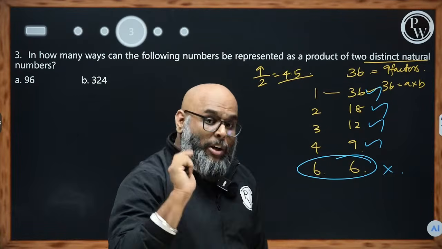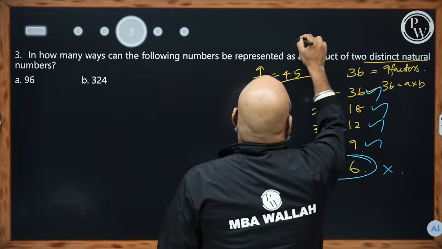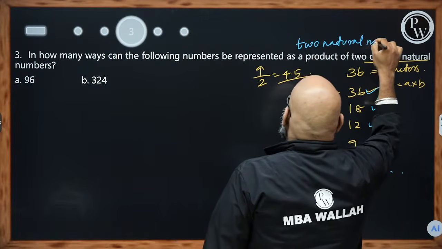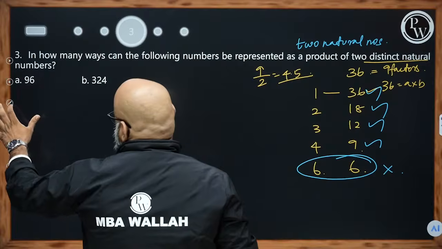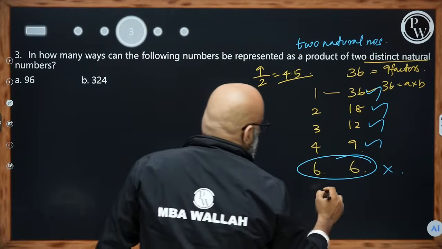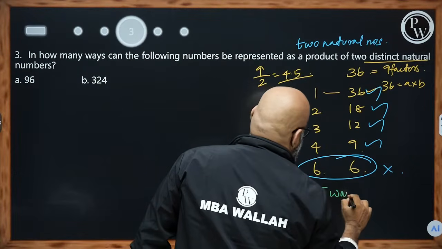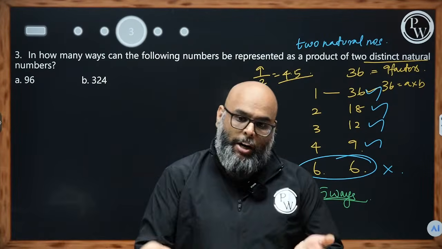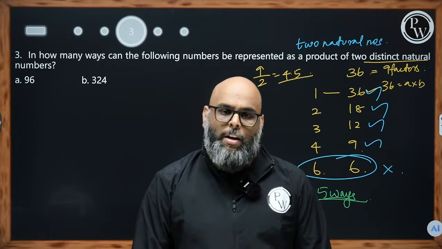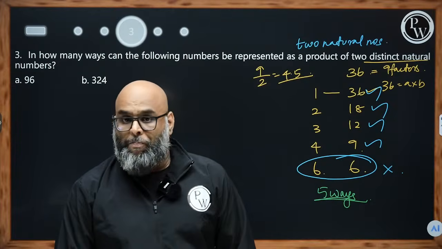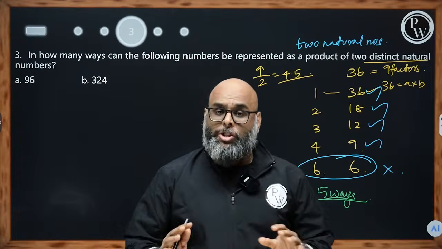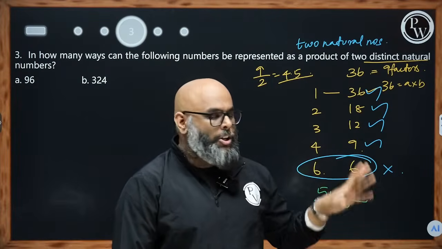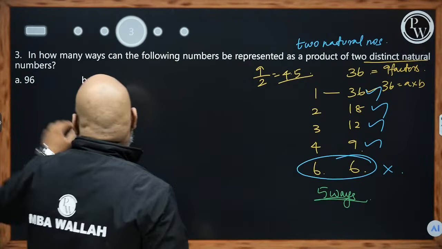But had the question mentioned product of two natural numbers, in that case my answer would have been 5 ways. Why? It simply says two natural numbers. There's no condition on how the two natural numbers have to be. I can also take 6 into 6 into account. But since the question says two distinct natural numbers, it has to be only 4 ways because 6 into 6 will not work.